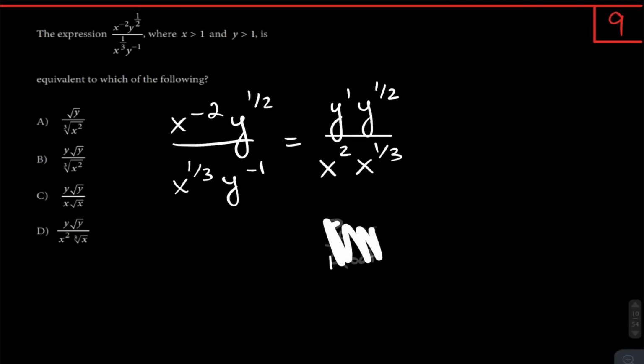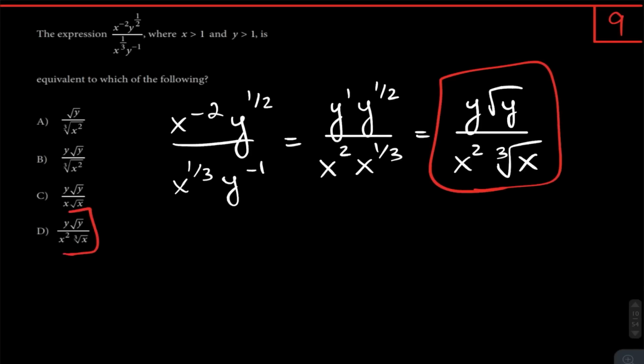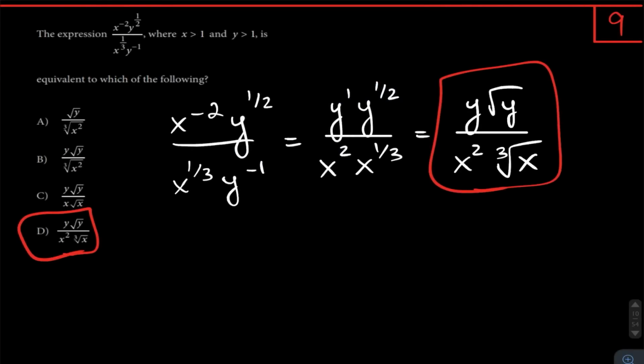So we write this as y, this y is going to stay for now. Then we have the square root of y, that's the y to the 1/2. And then we'll do the exact same thing in the denominator, and that's x squared times the cube root of x. And that right there is our answer, because you can see that it matches up with choice D. Awesome. So really, that's all you've got to do when worrying about negative exponents.